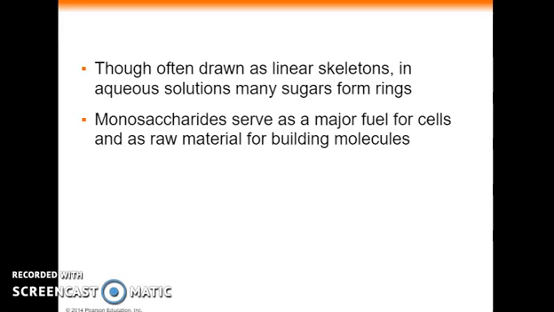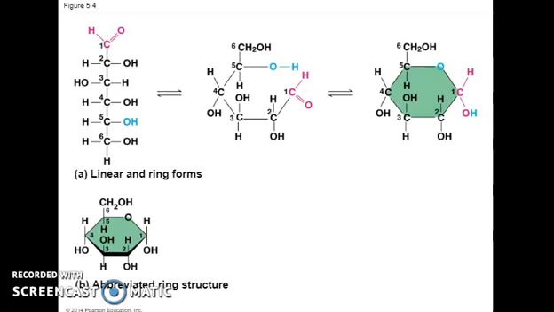Monosaccharides, particularly glucose, are major nutrients for cellular work. Cells extract energy from glucose molecules in the process of cellular respiration. Simple sugars also function as the raw material for the synthesis of other monomers, such as amino acids and fatty acids. Here we can see the linear and ring forms of glucose. Notice the numbered carbons.